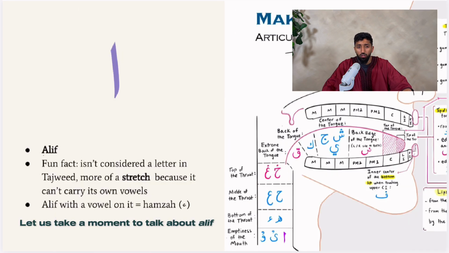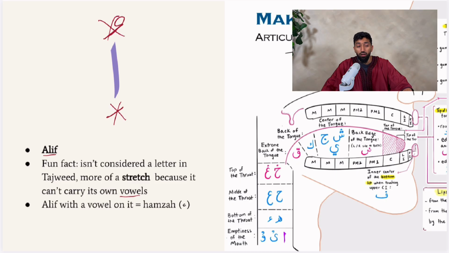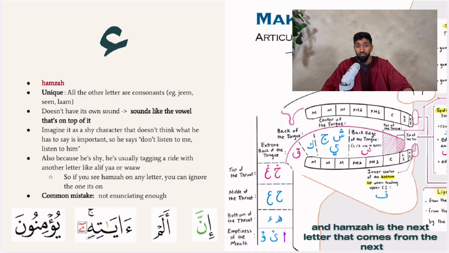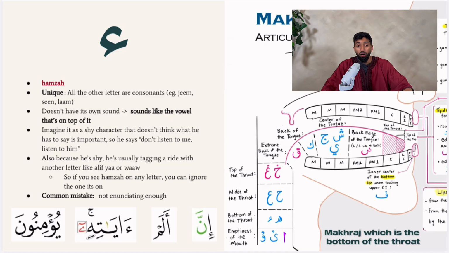Let's take a moment to talk about alif. Alif technically is not considered a letter. The reason being is because it can't carry its own vowels. So you won't find alif fatha or alif kasra or alif dhamma. If you ever see a vowel in the Quran on top of an alif, then that's actually what we would call hamza. And hamza is the next letter that comes from the next makhraj, which is the bottom of the throat. Hamza is unique in the way that all the other letters are consonants.